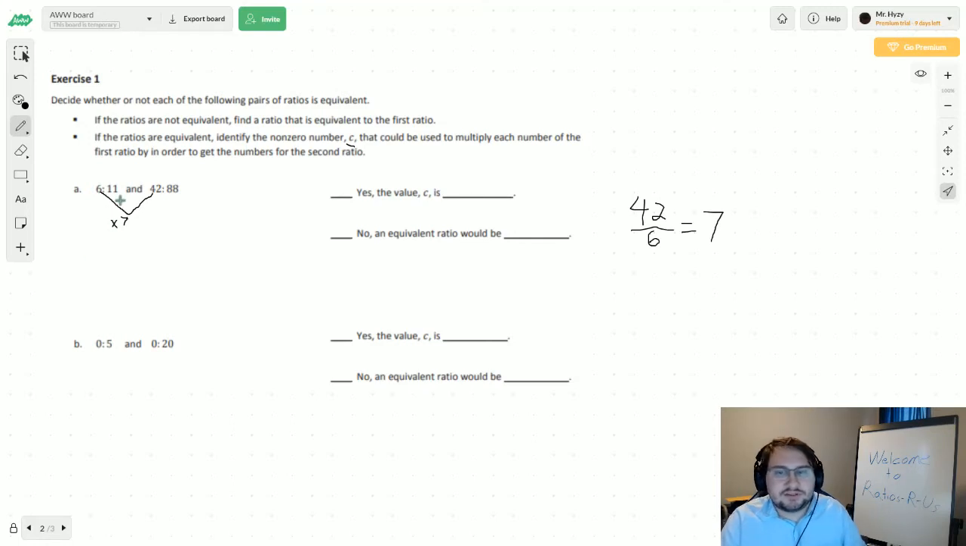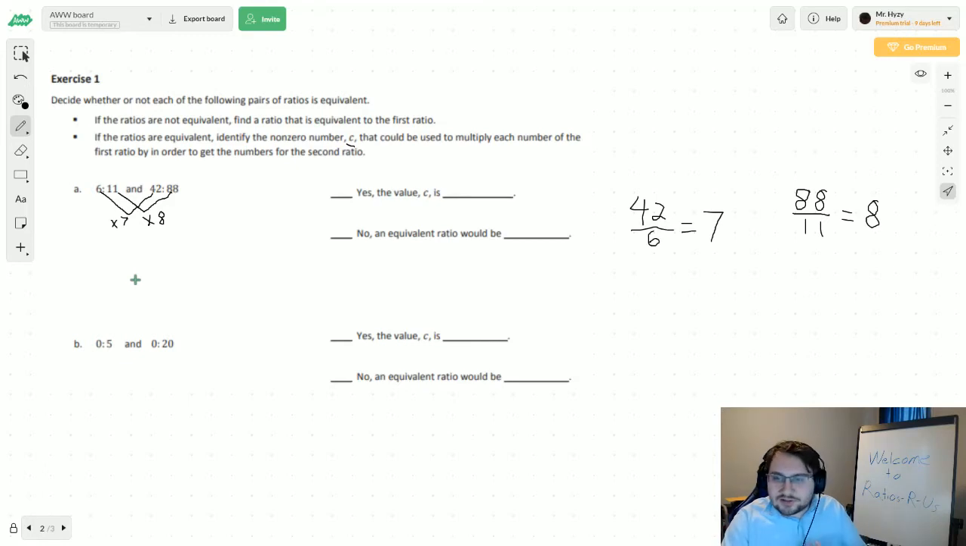Okay, so we know that we're multiplying that first number by 7. Well, let's see what I'm multiplying that second one by. 11 to 88. Now this one's a little bit easier for us to just see at a first glance, but if it wasn't, we could write it over here. 88 divided by 11 is going to give us 8. So we have to multiply by 8 to get from 11 to 88.